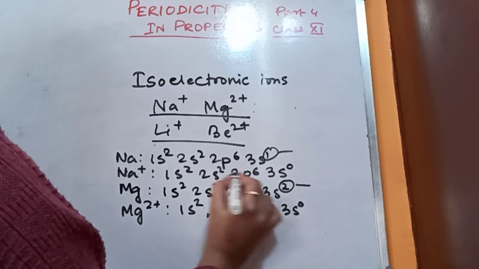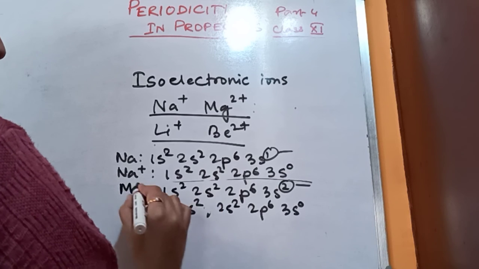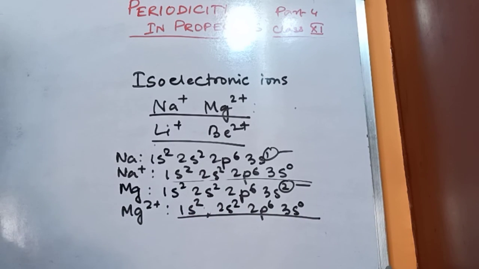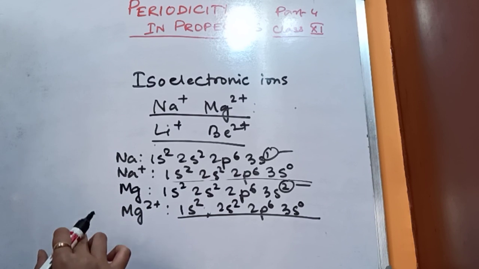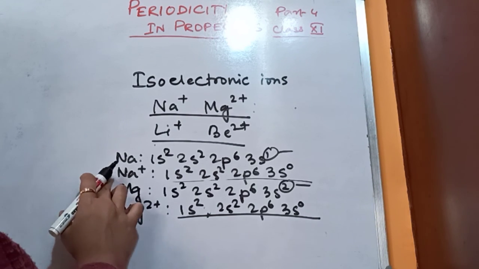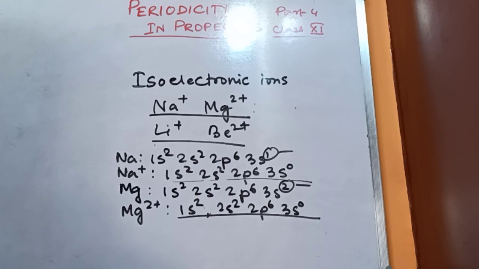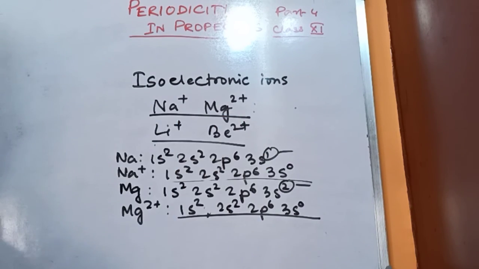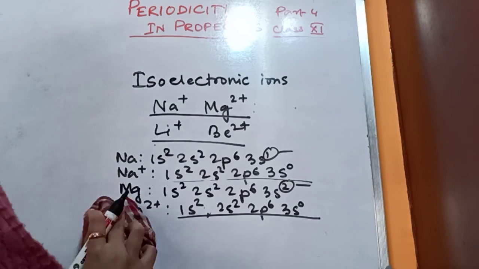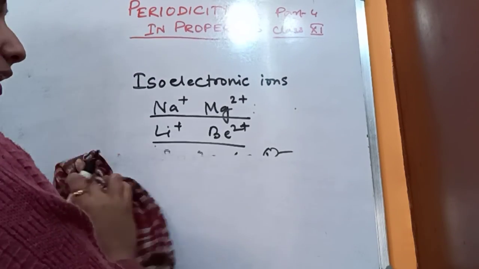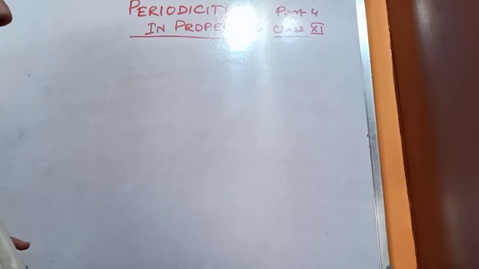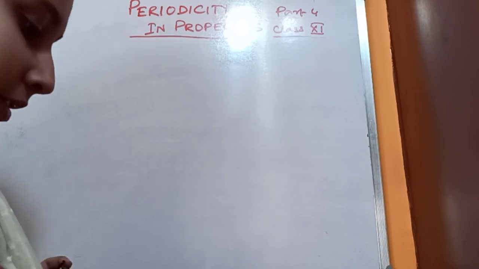So see, the electronic configuration for Na+ and the electronic configuration for Mg2+ become the same. So they are known as isoelectronic ions because they have the same number of electrons. Same is the case with Li+ and Be2+. The ions which have the same number of electrons are known as isoelectronic ions.